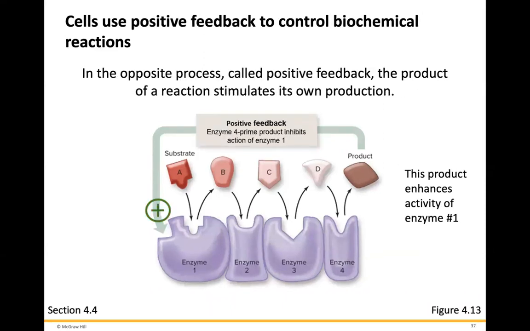There is another type of feedback mechanism referred to as positive feedback. In the opposite process, called positive feedback, the product of the reaction actually ends up stimulating the overall process. So this is more of a snowball effect, where you end up creating more and more product, because the more product you create, the more you produce. By the way, out of the two feedback mechanisms, negative feedback and positive feedback, cells use negative feedback mechanisms about 95% of the time.